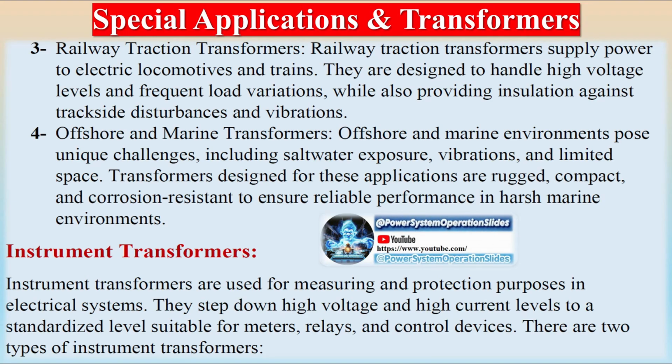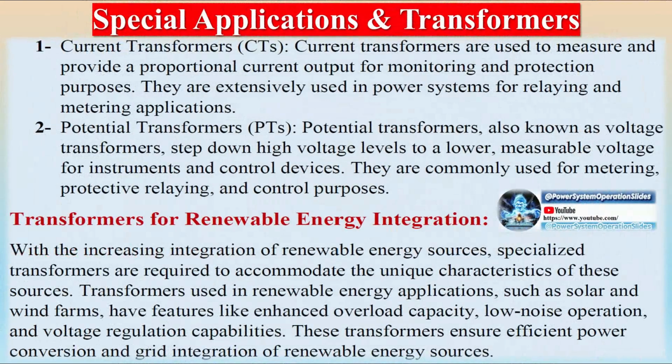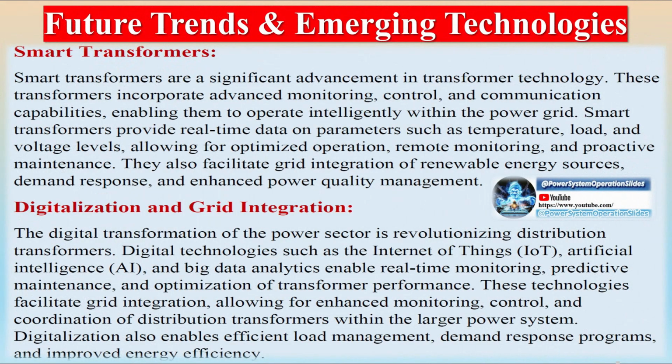Distribution transformers are designed to provide specific voltage transformation ratios. The turns ratio, which represents the ratio of primary to secondary winding turns, determines the voltage transformation. For example, a transformer with a turns ratio of 2:1 will step down the primary voltage by a factor of 2.